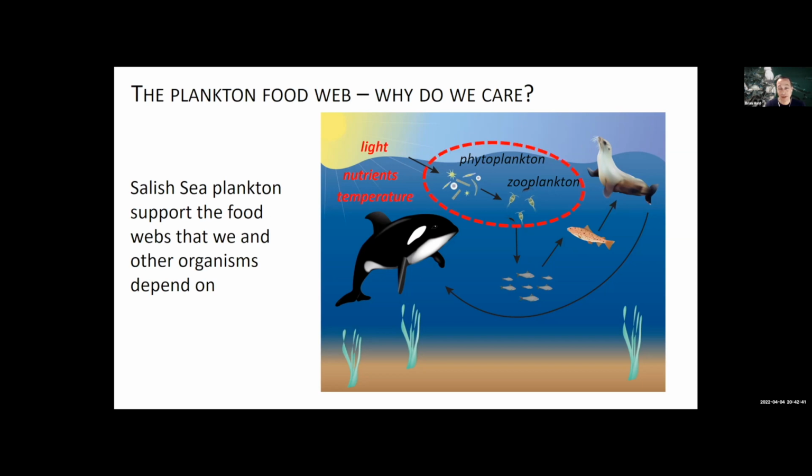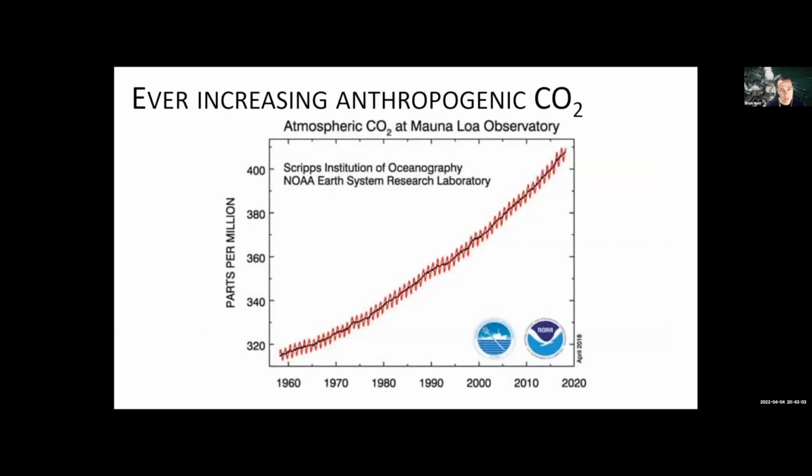And so light, nutrients, and temperature, as I said, are very important for the phytoplankton and zooplankton. And that is the reason why plankton food webs are changing. It's because the supply of particularly nutrients and temperature and other factors like ocean acidification are impacting plankton communities. And I'm going to run through these quite quickly, but I'm going to make the main points here.